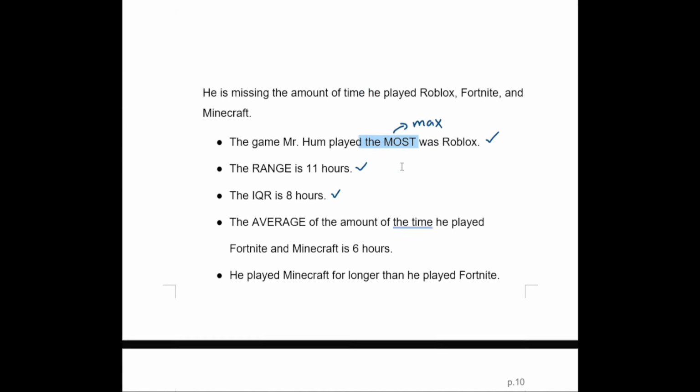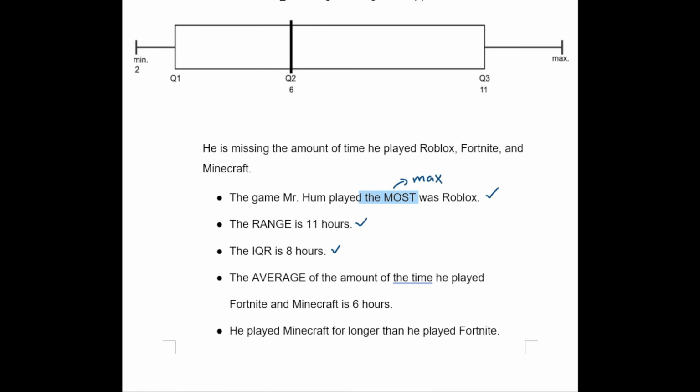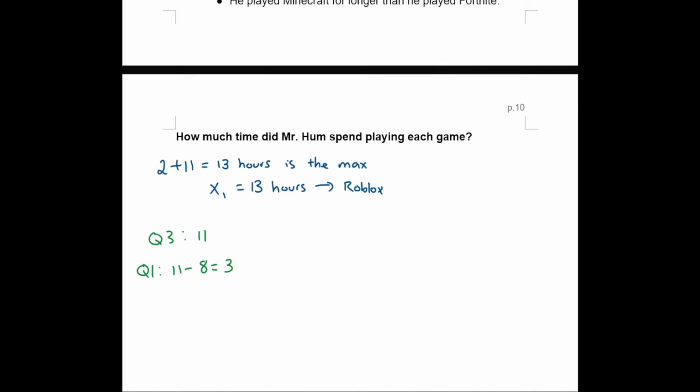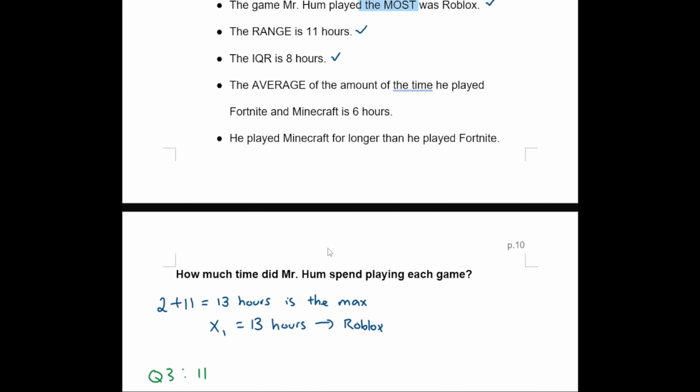And if we scroll up here, you'll see 3 is not in my list. It's one of my missing numbers. So we've used that information, okay? So Q1 is one of my missing numbers, so we can say x2 is equal to 3 hours. Is that the amount of time I played Minecraft? Is it the amount of time I played Fortnite? I'm not sure. I don't know yet, okay? So I can't really put it in one of these blanks yet. So let's just keep going.